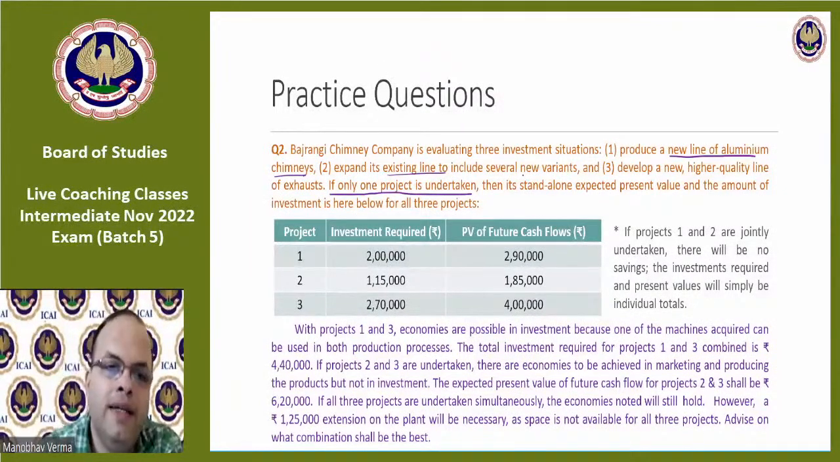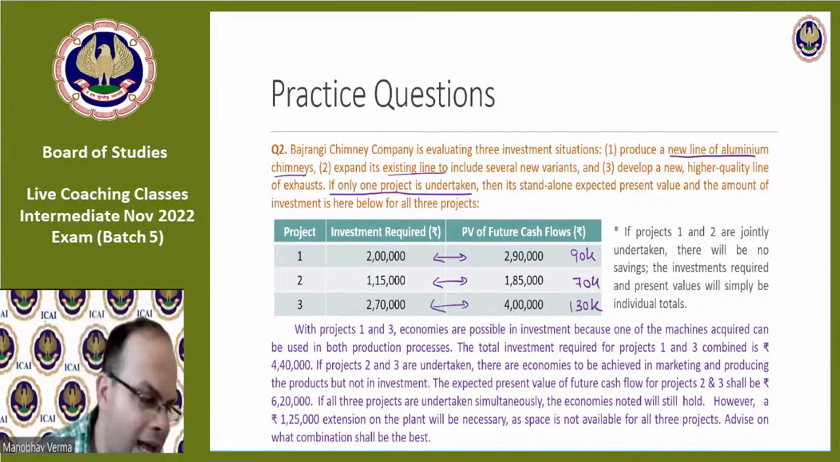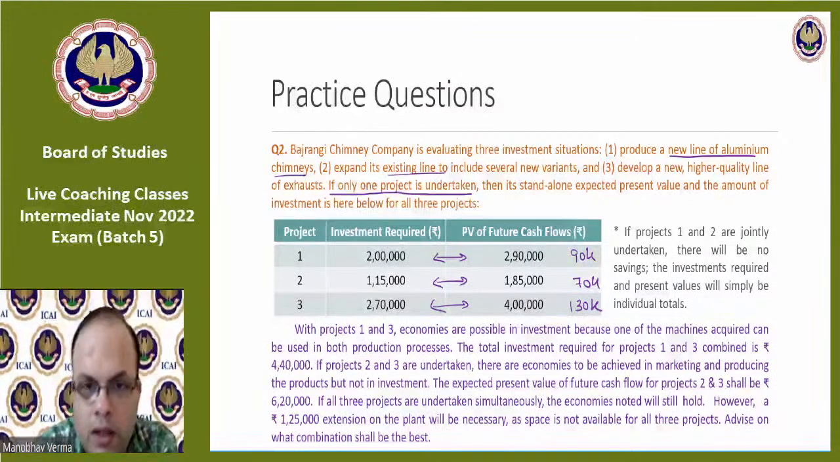So if we have to go for the standalone project, only one project, we know that this is my present value of future cash flow, and this is the investment required. We can just compare these. 2 lakh 90,000, we get 90K. Here we get 70K. Here we get 1 lakh 30K. Now, as much as it seems that project 3 looks good, hold on, that's not the requirement of the question.